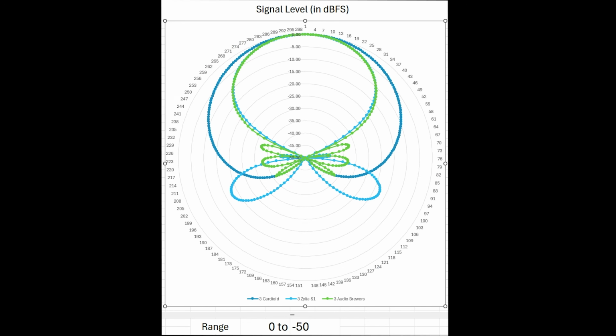How about moving to fourth order ambisonics? Let's do it. Let me just start by showing you the fourth order cardioid polar pattern.